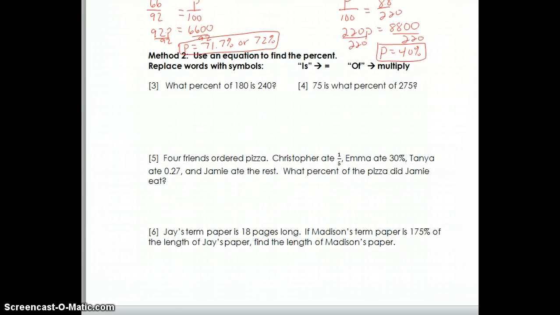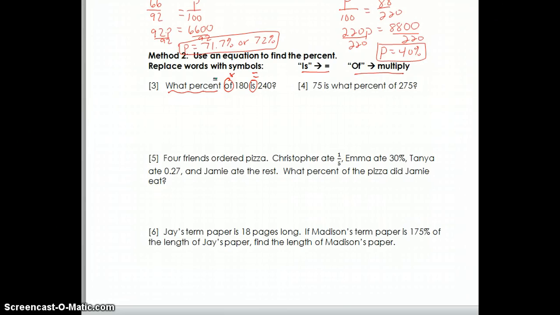Okay, the second method, we're going to take this word sentence and change it into an equation that we know how to solve. The two things here: every time we see the word is, we're going to think equals. Every time we see the word of, we're going to think multiply. So the first thing I'm going to do every time I see a problem like this is circle each of these words. I'm going to write above it what it stands for. Of meant multiply. Is meant equal. I'm going to do that on every single problem.